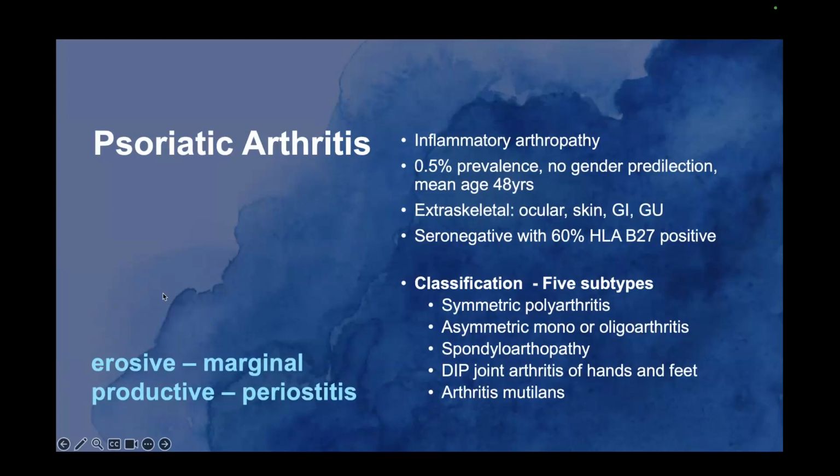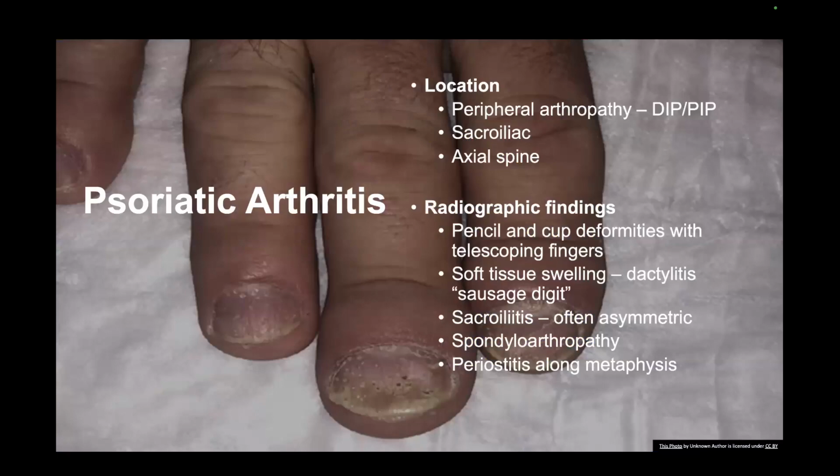But alluding back to the beginning, psoriatic arthritis is one of those conditions where it has both erosive and productive changes. The erosions are typically marginal, and the productive changes give you periostitis. The location when we're looking at psoriatic arthropathy is going to be peripheral. It's going to be the DIP and the PIP joints, and it can also affect the axial spine or the sacroiliac joints, as well as throughout the vertebral bodies, etc.